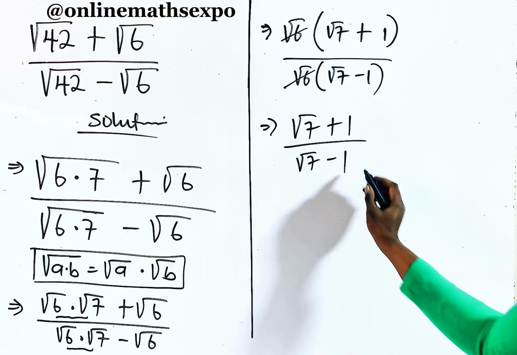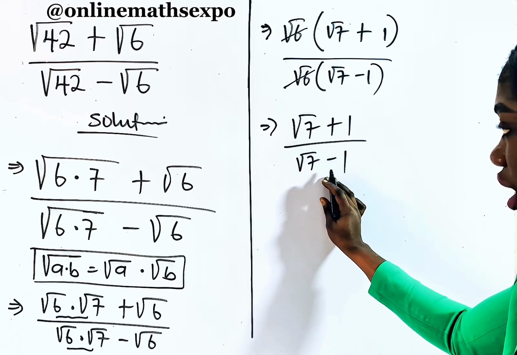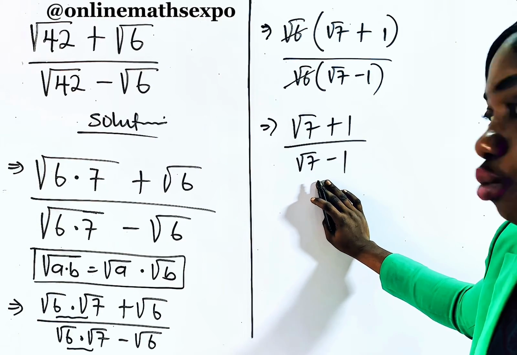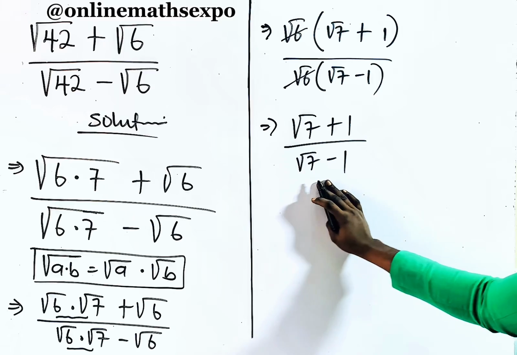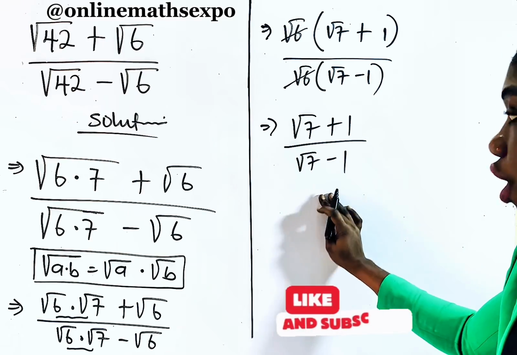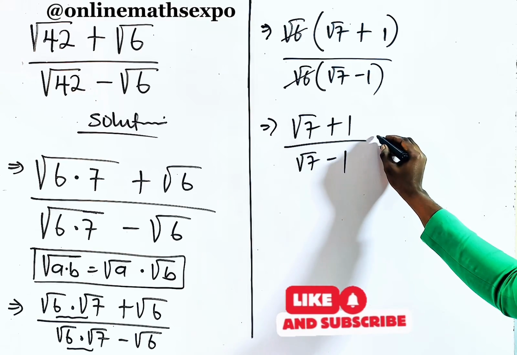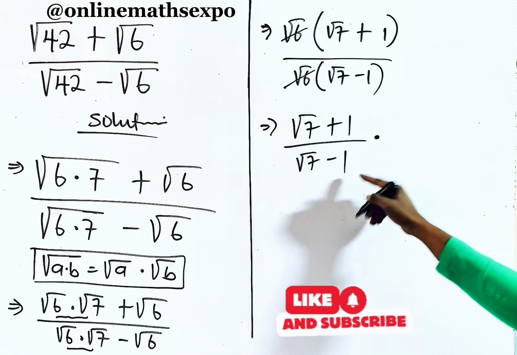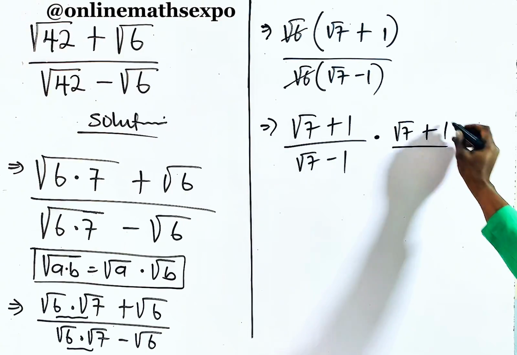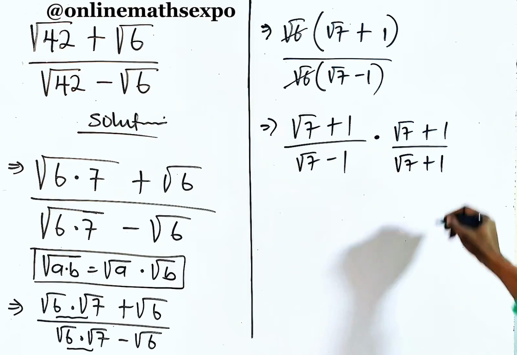At this point, for you to simplify this denominator, you see that there is a radical sign here. For you to simplify, and because this is an expression, we are going to rationalize. And to rationalize, we take the conjugate of this denominator. The conjugate of this is simply to change the sign. The conjugate is root 7 plus 1. Use this conjugate to multiply the numerator and the denominator.